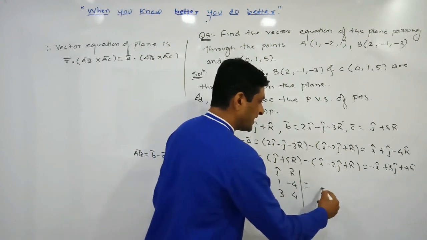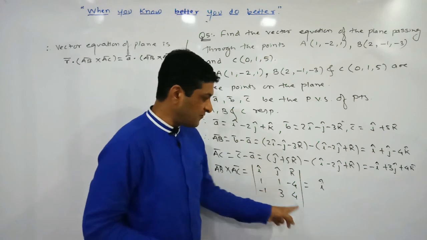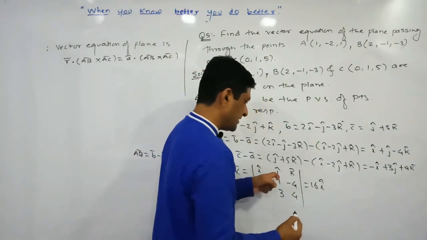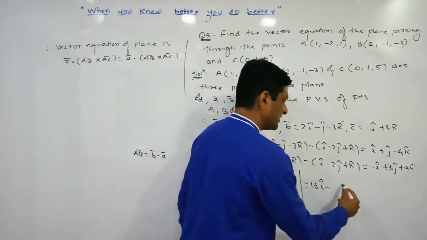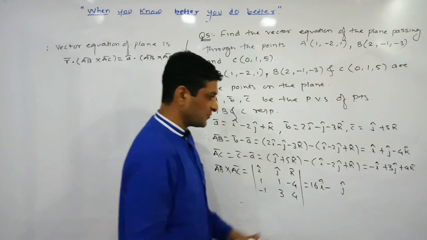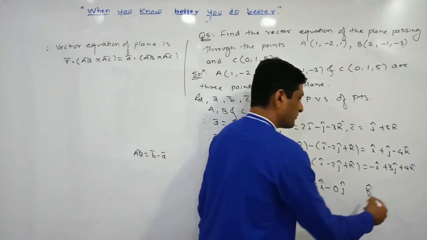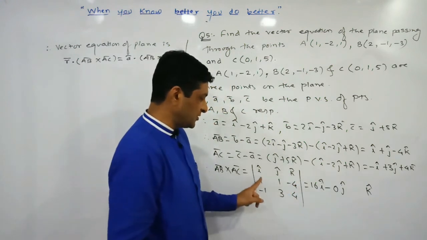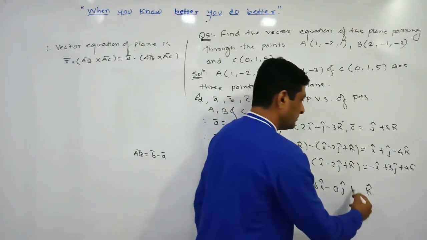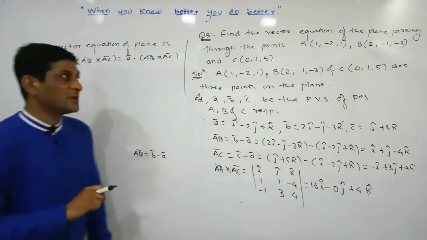Let us simplify it. First we are trying to find the coefficient of i cap. Delete this column. 4 minus minus, plus 12. 4 plus 12 is 16. Here plus j cap is there, so take minus j cap here. Delete this column. This product is 4. 4 minus 4 will be equal to 0, plus k cap. Lastly let us try to find the coefficient of k cap. Delete this column. 3 minus minus, plus 1. 3 plus 1 will be equal to what? 4. In this way we have got the value of AB bar cross AC bar.